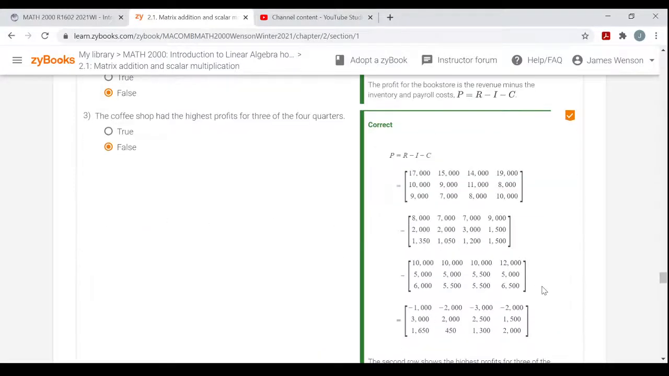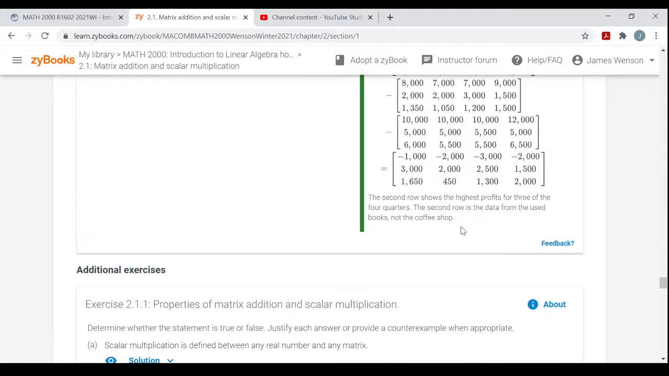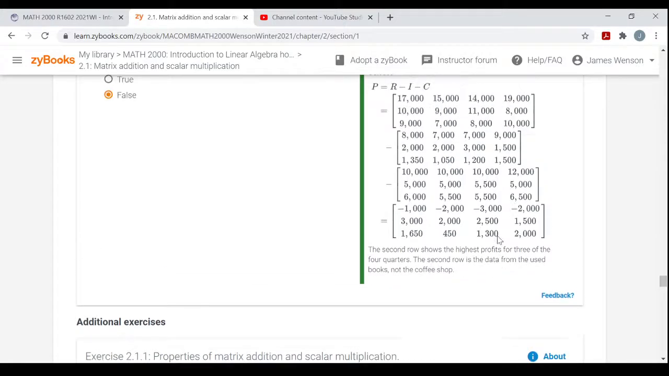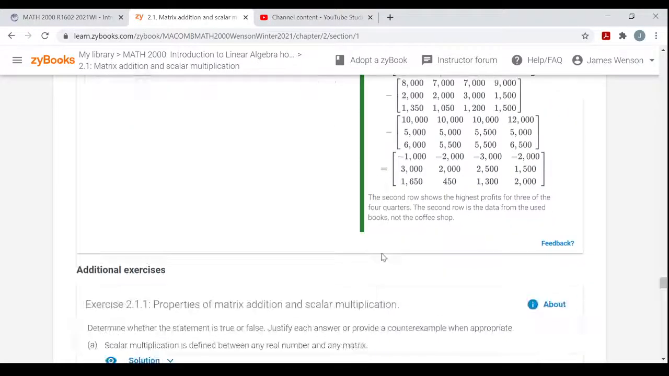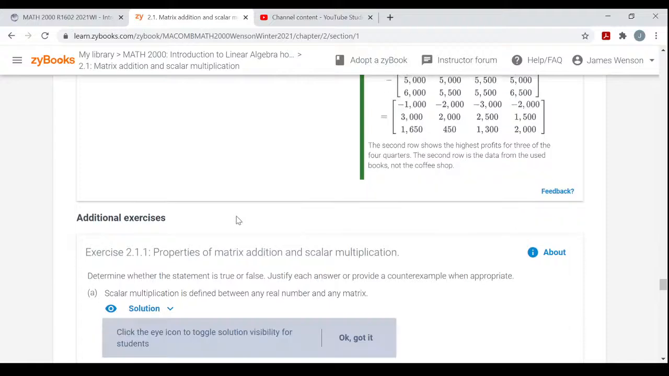And again, they do the subtraction and all that. See, the coffee shop had the highest profits only in that fourth quarter. Right? The first three quarters were all dominated by the used books department. Yeah, and that's it. All right.